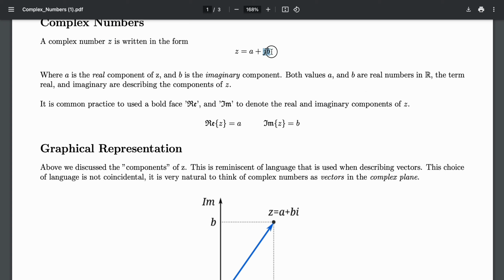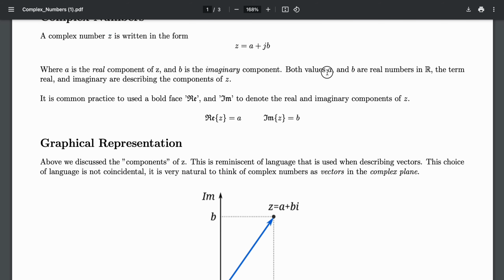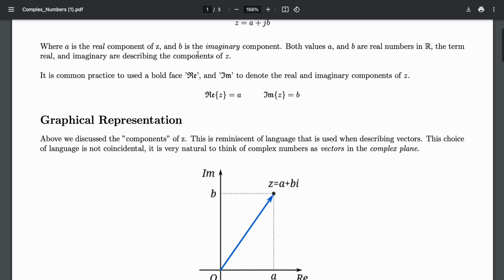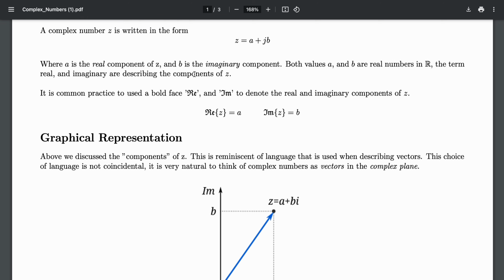Like a and b themselves are not complex. You can think about this as part of the number. So a and b are like scalars that describe each component. So just keep in mind that a and b are not complex themselves. They are real numbers that live in the set of real numbers. And the terms real and imaginary are components that describe the actual total complex number z.